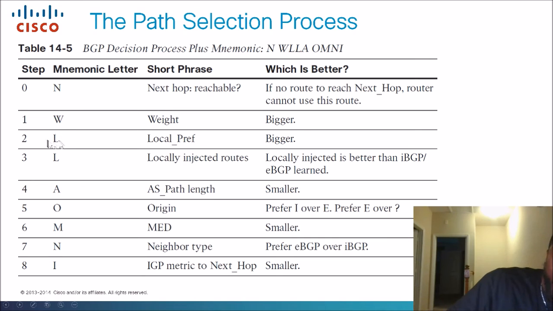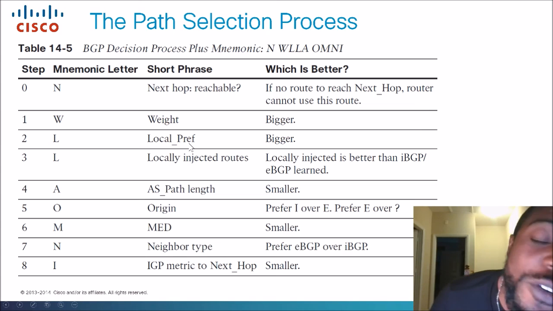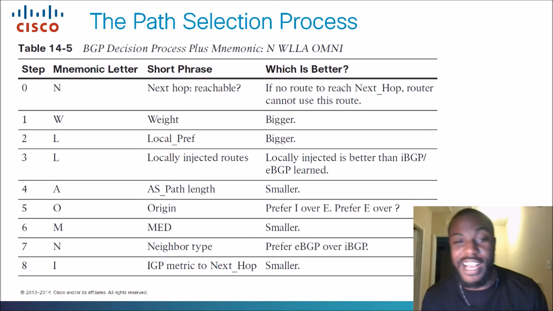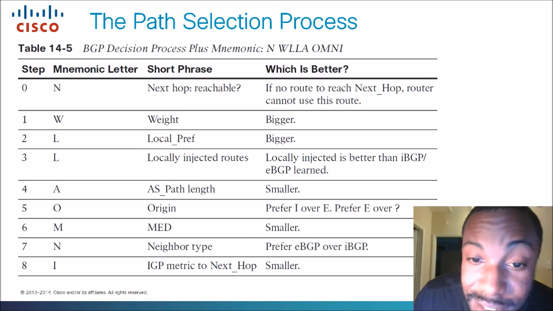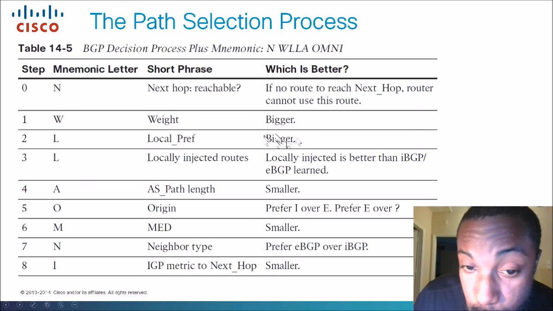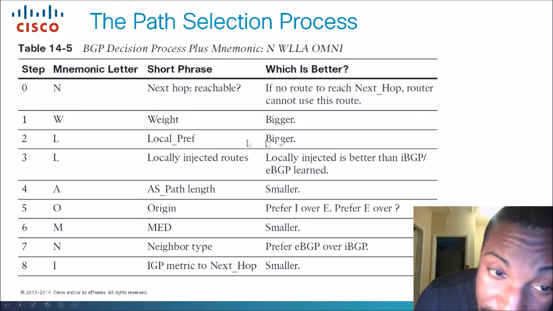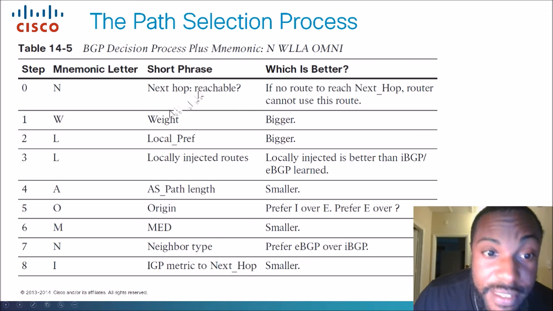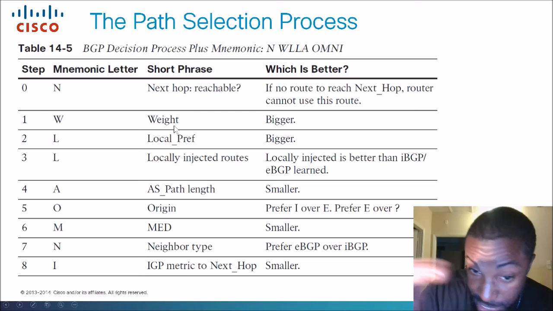And then we choose the local preference. Remember we talked about local preference, the Chris Brown, Lil Duval attribute. Whichever has the highest local preference, that's the route we take. If they're all the same, we kind of go all the way down. Is it reachable? Yes. Is the weight the same? We just keep going down, right?